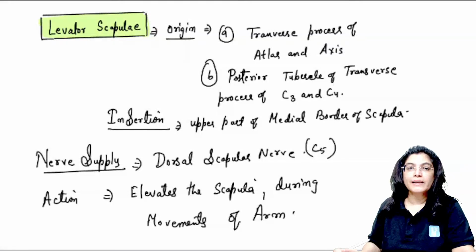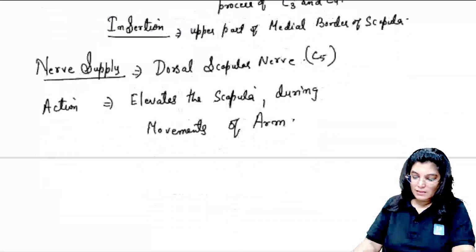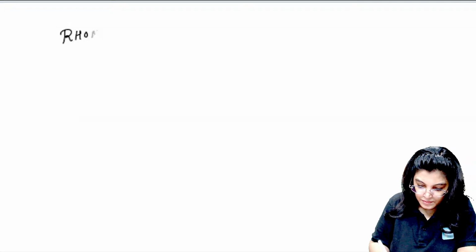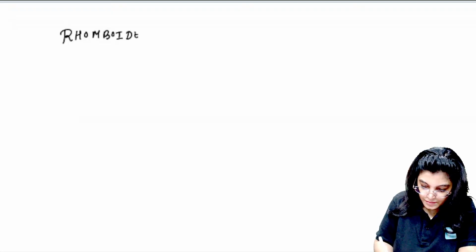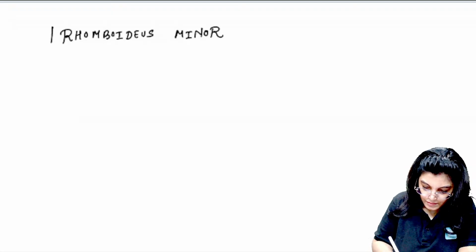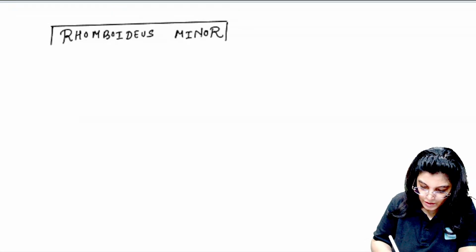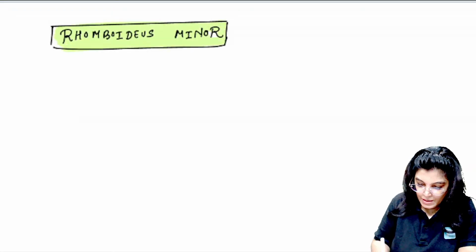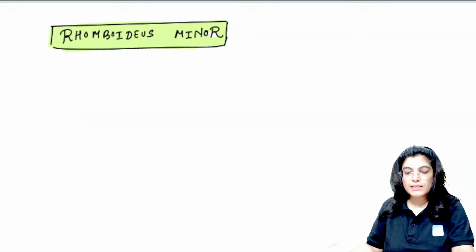Now coming to the next muscle, that is the rhomboidus minor muscle. The next muscle is rhomboidus minor. So again, we have to know about origin and insertion.